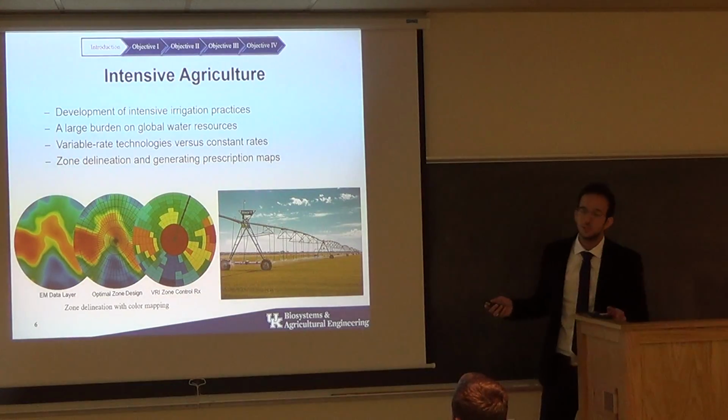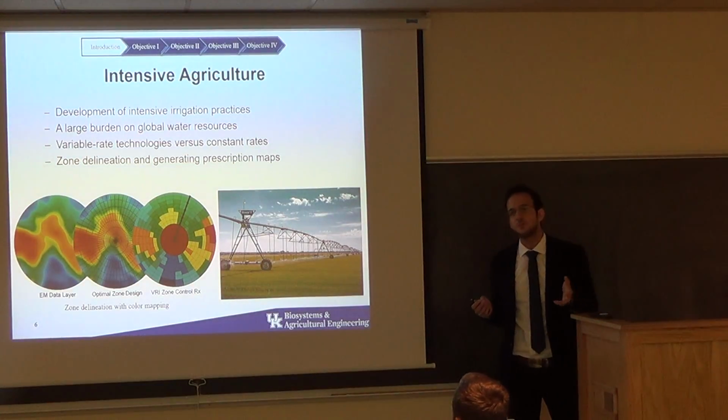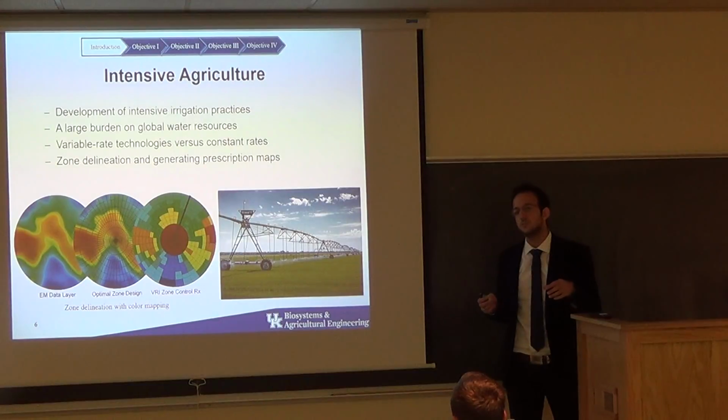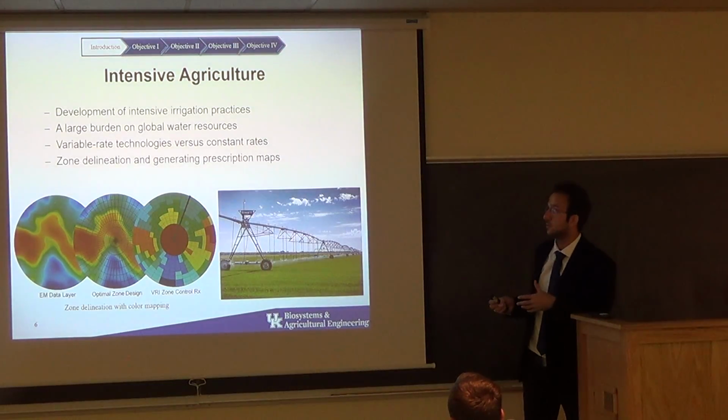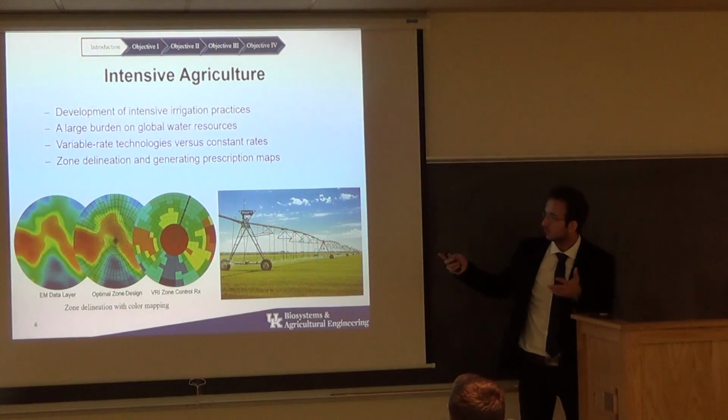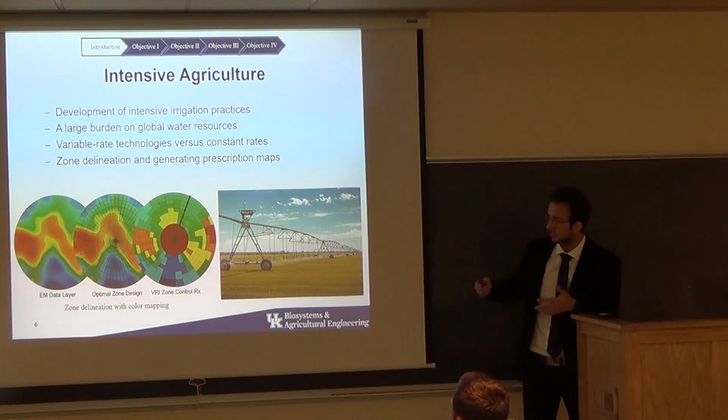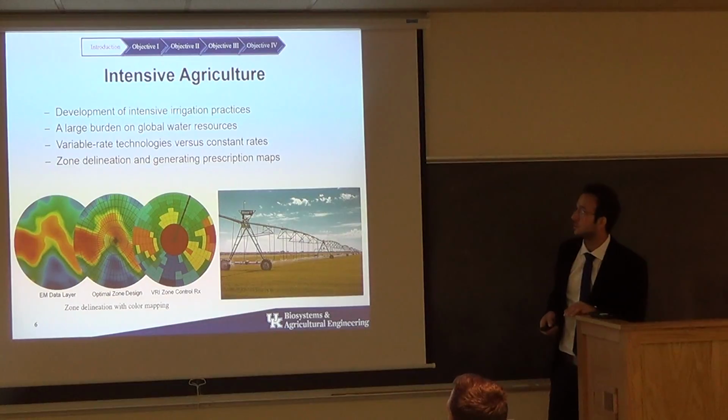Zone delineation is a convenient method to limit the number of possible treatments in the field for the prescription maps. Also, using color mapping, we can visualize the difference between different areas in terms of their water status.